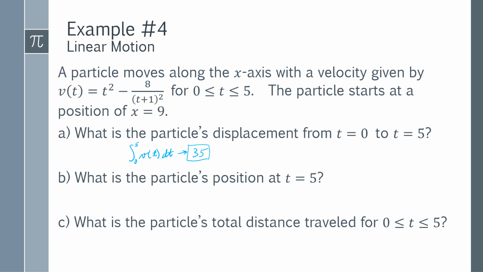But then part B says, what's the particle's position at t equals 5? So it's not how much has the position changed, but where is it? In other words, where is it ending? So I know it starts at 9. I need to know where it ends. So this is the idea of the FTC with a twist. I want to know its ending, so I take its starting and add on how much it changed. Well, we're told it starts at 9. We found in part A that how much its position changed is 35. So we get a final position of 44.